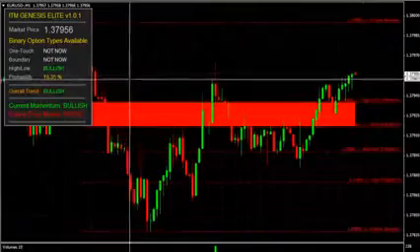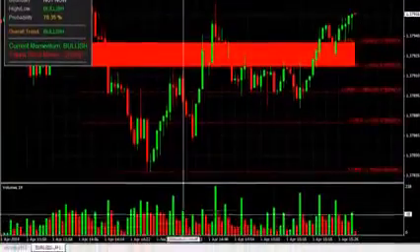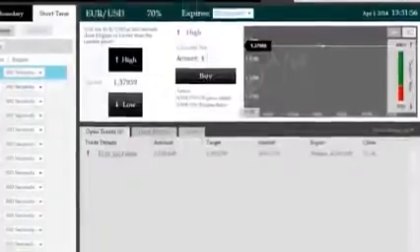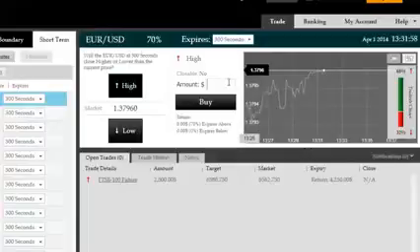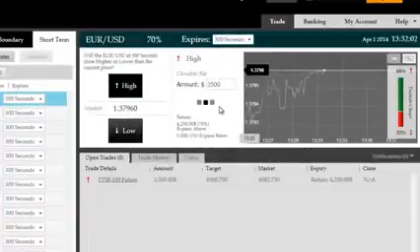Low strength boundary has been breached. The red reversal zone on the shorter time frame has been breached. So we're pretty nicely set up for a trade long. So let's invest $2,500 here in a high trade on the Euro USD with a 70% return.